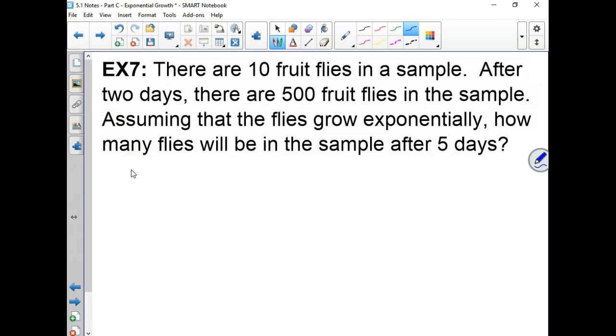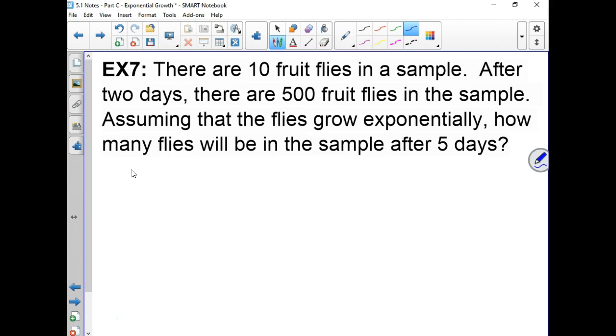Okay, here's our next one. There are 10 fruit flies in a sample. After 2 days, there are 500 fruit flies in the sample. Assuming that the flies grow exponentially, how many flies will be in the sample after 5 days? You may be tempted here to say, well, 2 days you got 500, then at 4 days you would have 1,000, and then you'd have 500 more after that, so 1,500. That would be linear growth. So for this, you've got to do it differently.